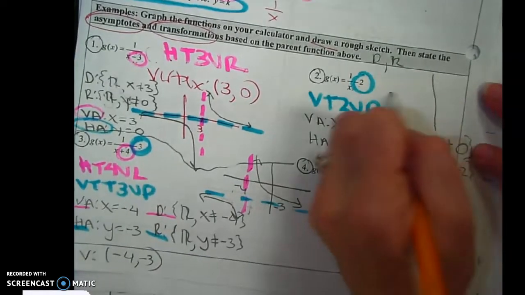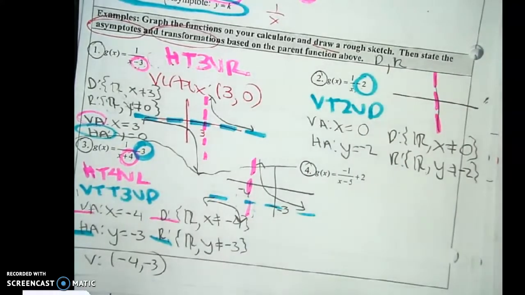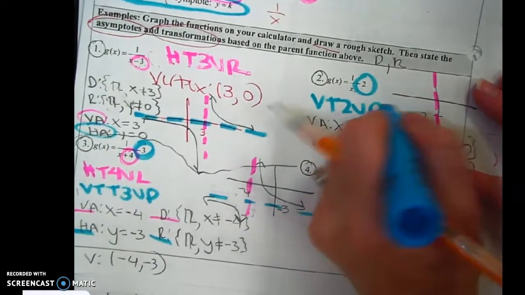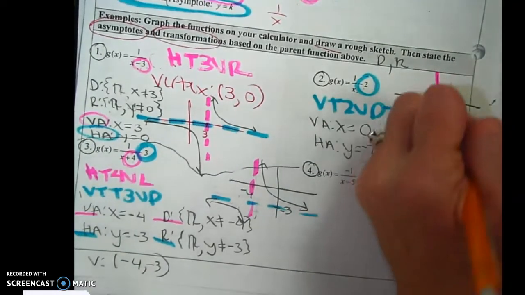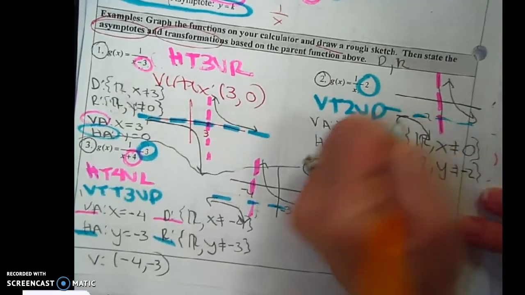Now I'm going to graph it. X equals 0. Make the dashed lines. If you make it solid, I think it's part of the graph. And then down 2. Top right, bottom left. Okay?